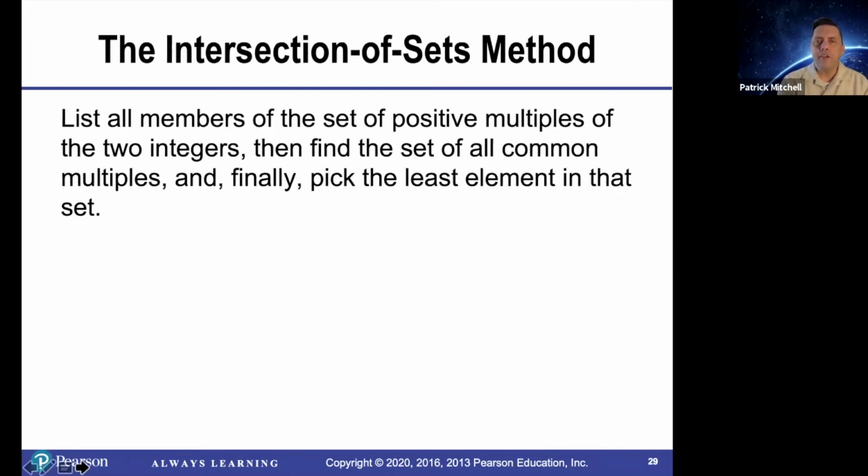You can also use the intersection of sets method. So you would list all members of the set of positive multiples of the 2 integers, then find the set of all common multiples, and finally pick the least element in that set.